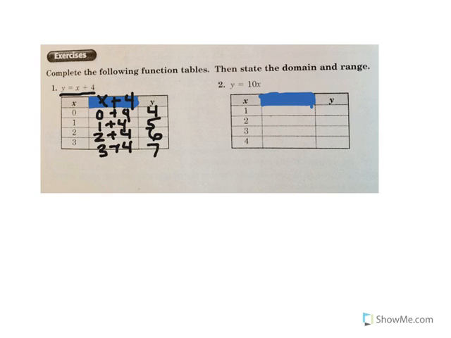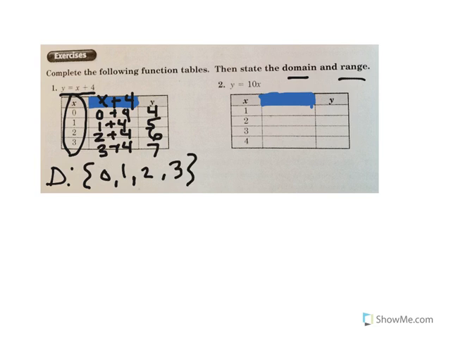Now I just have to state the domain and the range. My domain, you can write D for short, and I'm going to put a bracket, is just my set of x values. So my domain is 0, 1, 2, and 3. And then my range is just my set of y values: 4, 5, 6, and 7.